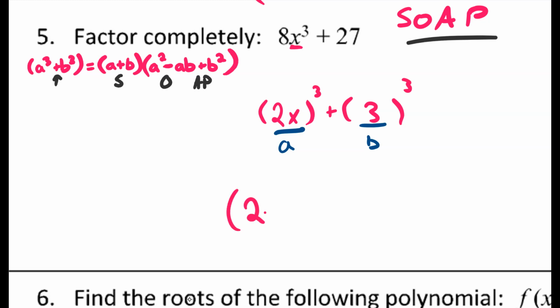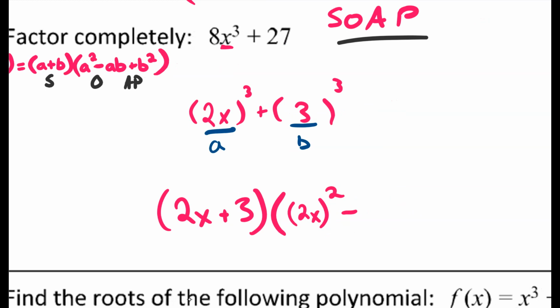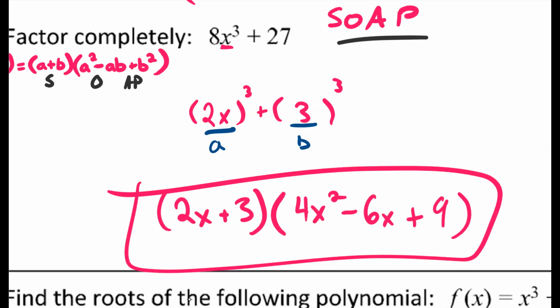So 2x plus 3 times 2x squared minus, I multiply a and b, so 2x times 3 is 6x, plus b squared or 3 squared, which is just 9. Now this is looking pretty ugly right here, so I'm just going to clean up 2x squared. If I square the 2, I get 4. If I square the x, I get x squared. And this would be the fully factored form of the sum of 2 cubes.